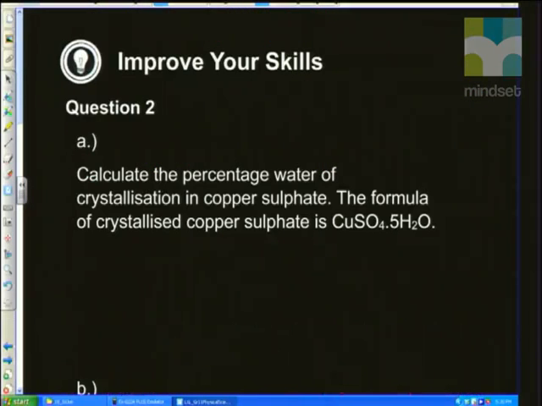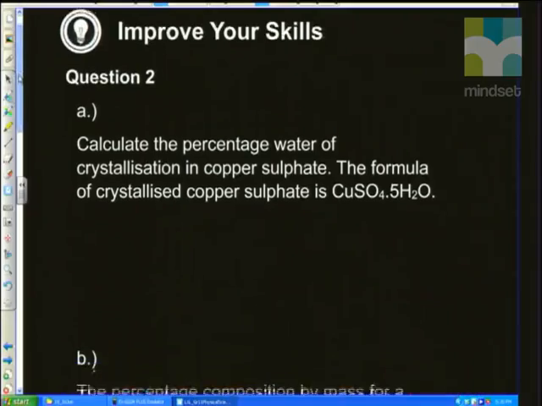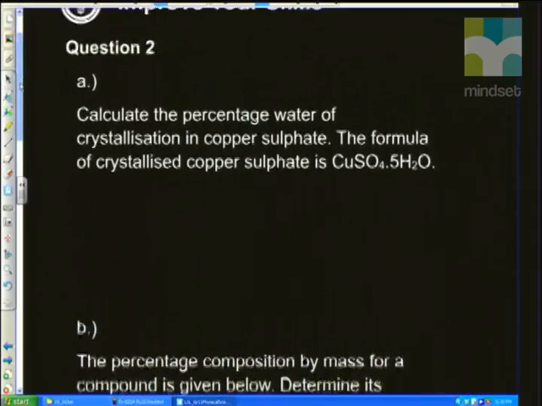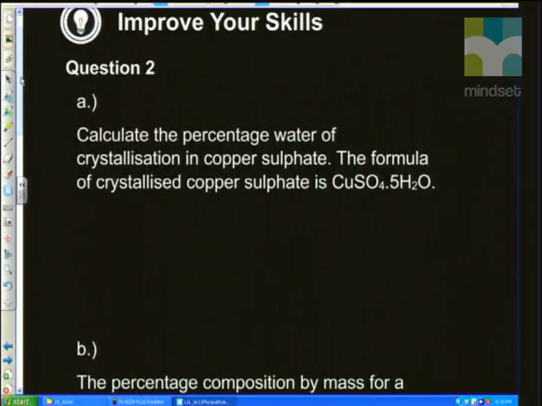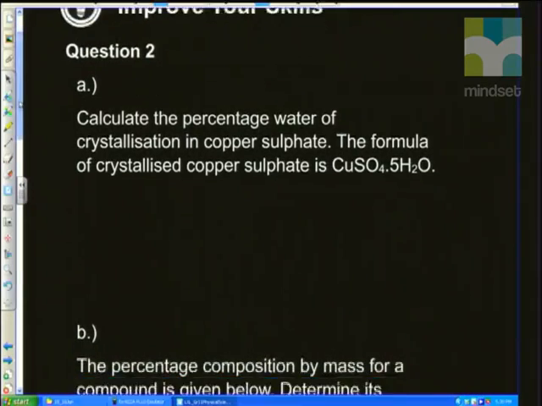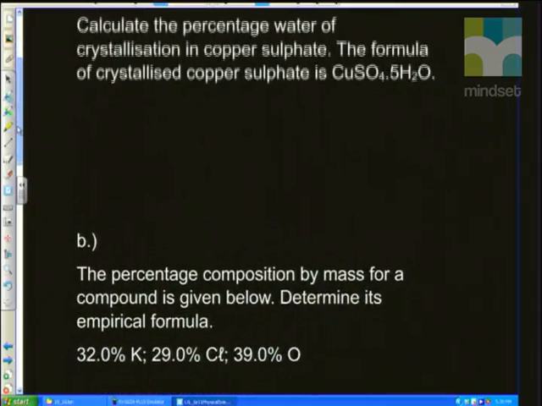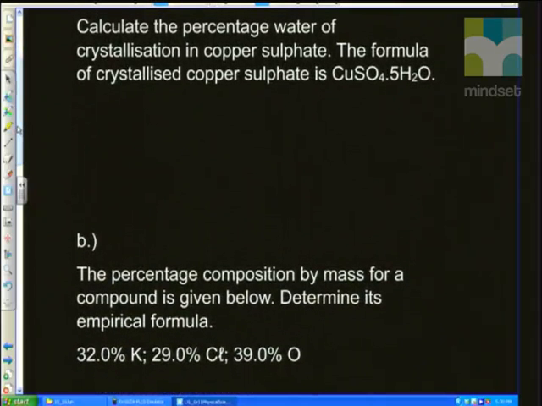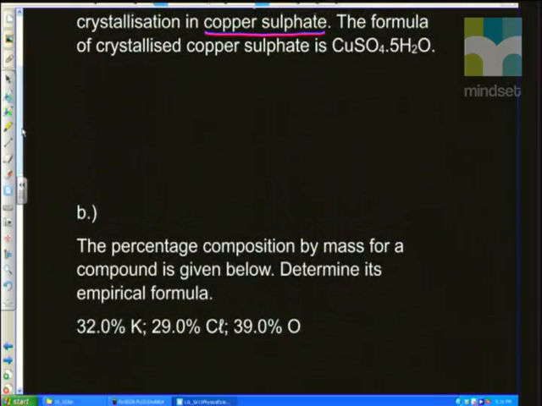So we have answered the question on calculating the mass. Now, coming to question number 2. Calculate the percentage water of crystallization in copper sulfate. The formula of crystallized copper sulfate is CuSO4 5H2O. All right, for us to find the percentage of water of crystallization, and remember that water of crystallization, we have to take that whole part there.